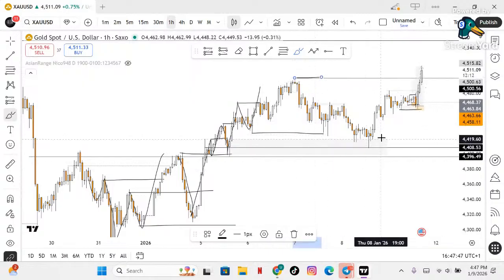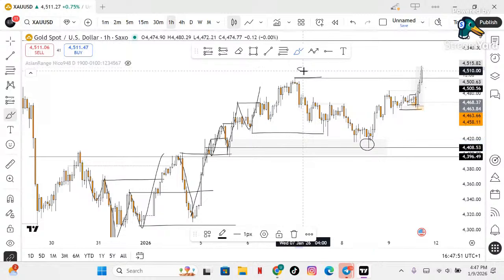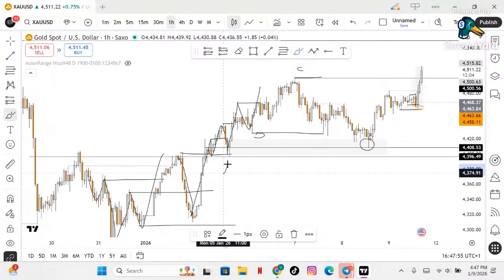I knew that if price is buying from here, I already have a bias that price is going to take out my C point. So this is my B, and this is my A.